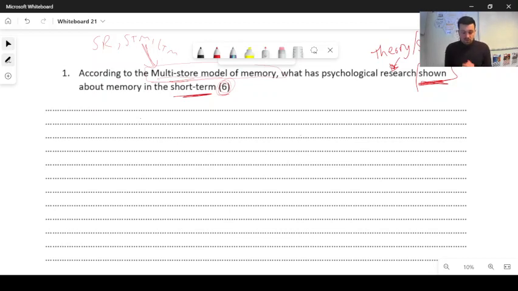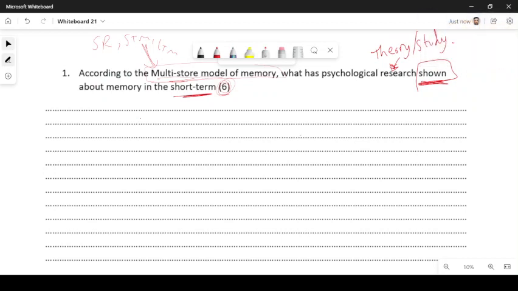This is, in my opinion, as I said, just a question I've made up. So with the multi-store model of memory, you don't want to start going, there's an environmental stimuli, this goes into the sensory register, this can be iconic or echoic, etc., etc. What you want to do is get right into the bit where it says, what has the psychological research shown? Okay, so think about the different elements of short term within the sensory, short-term and long-term memory.